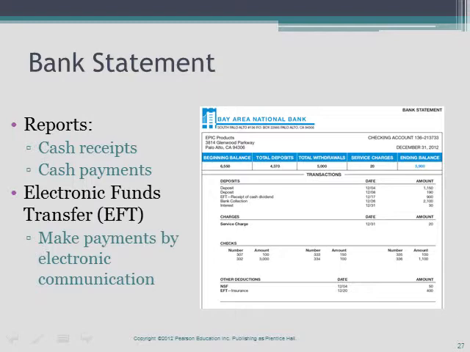Electronic funds transfer, or EFT, moves cash by electronic communication. It is cheaper to pay without having to mail a check, so many people prefer their mortgage, rent, utilities, and insurance be paid by EFT. Companies also pay bills using EFT because it enables them to control their cash more closely by knowing exactly when the money will leave the bank account.